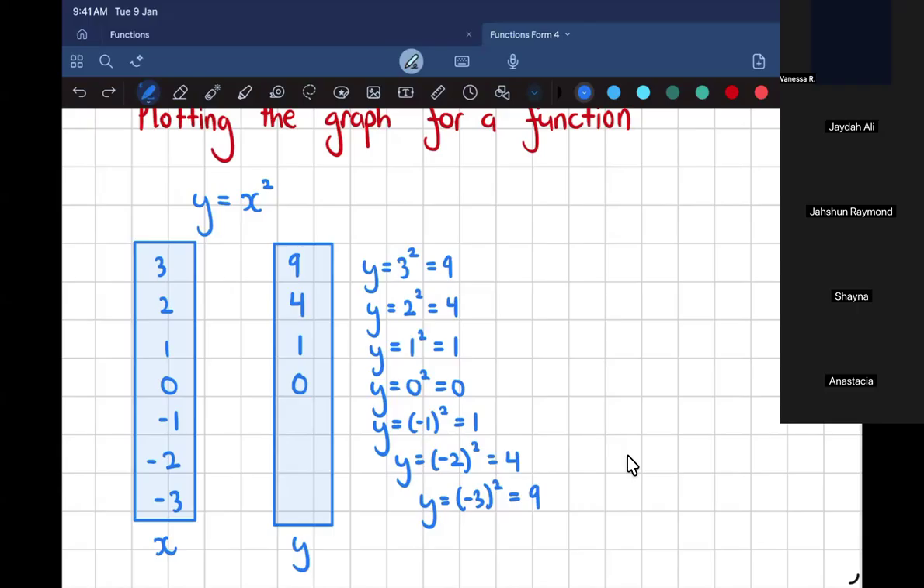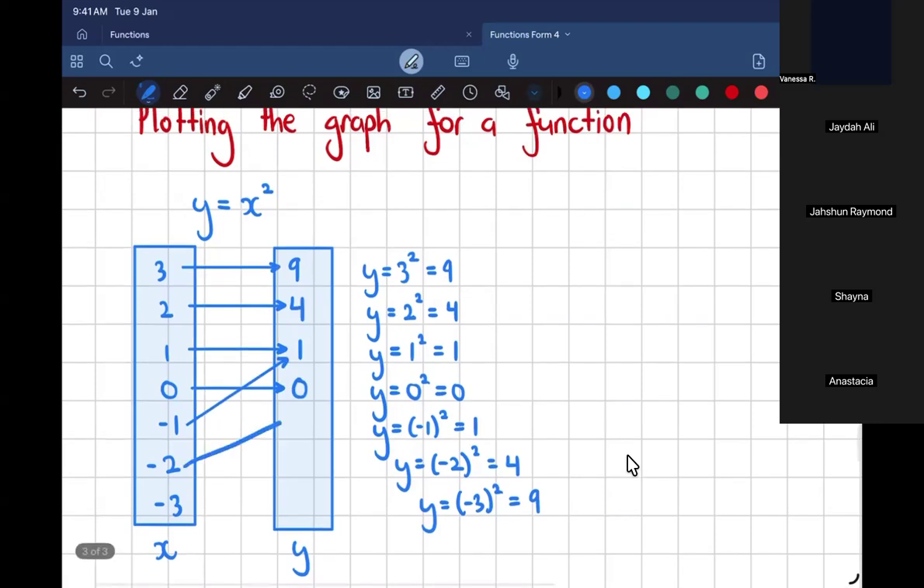So let's do the mapping now. 3 would go to 9, 2 would go to 4, 1 would go to 1, 0 would go to 0. -1 would go to where? Somebody tell me, -1 would go to where? 1. -2 would go to where? 4. -3 would go to 9. Right.